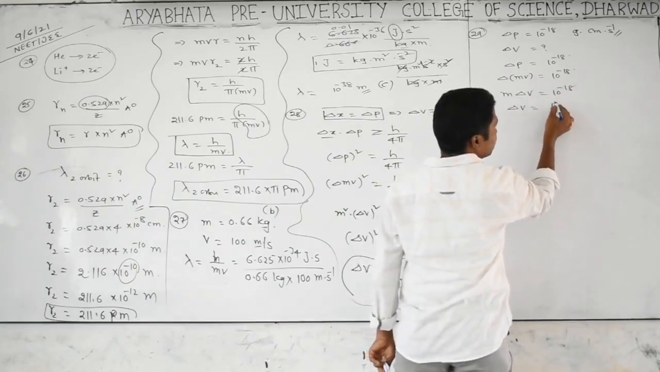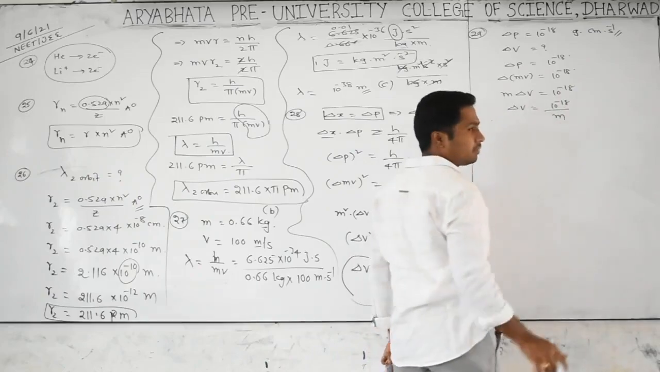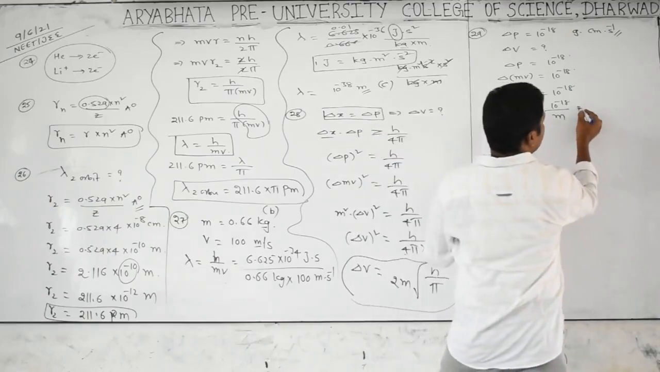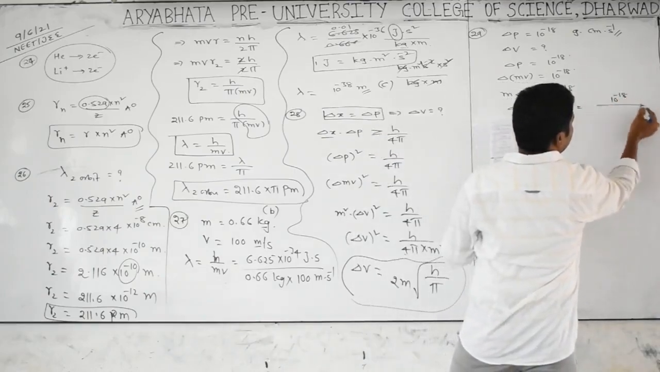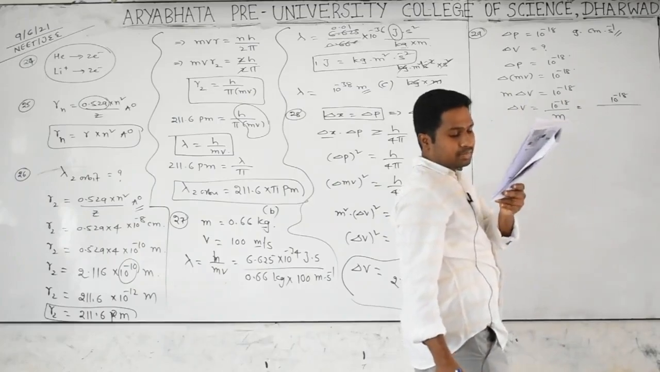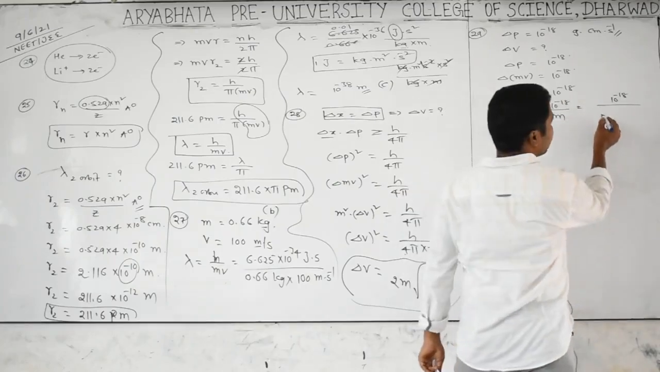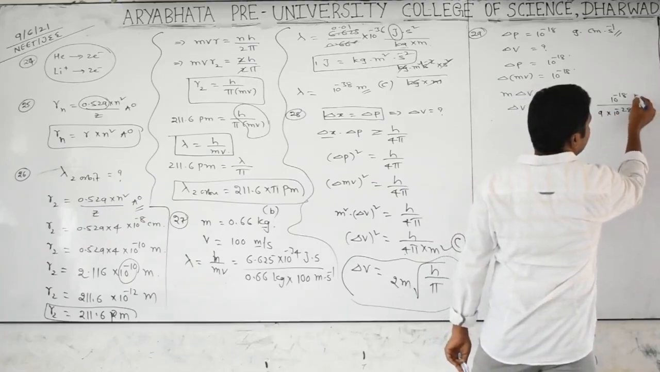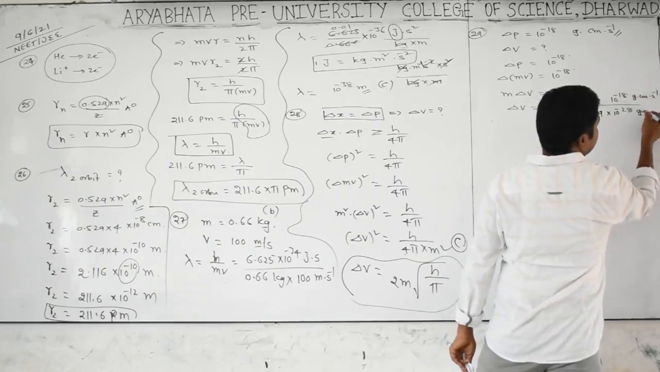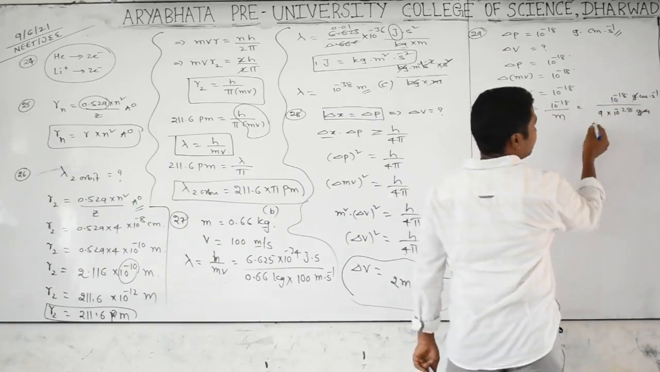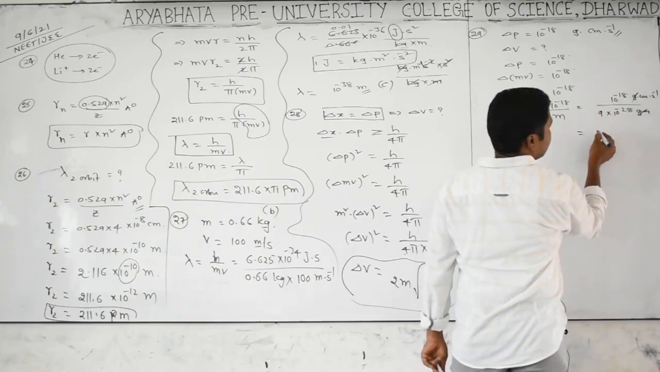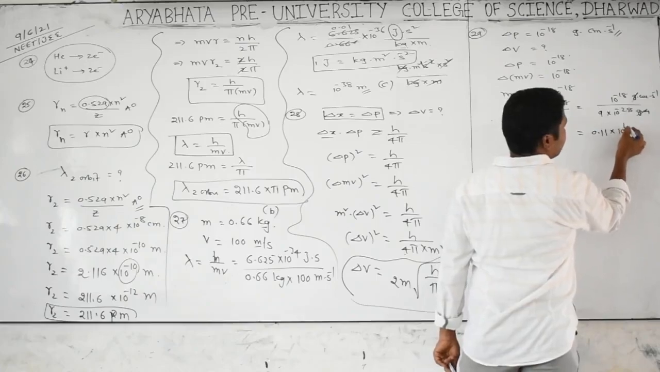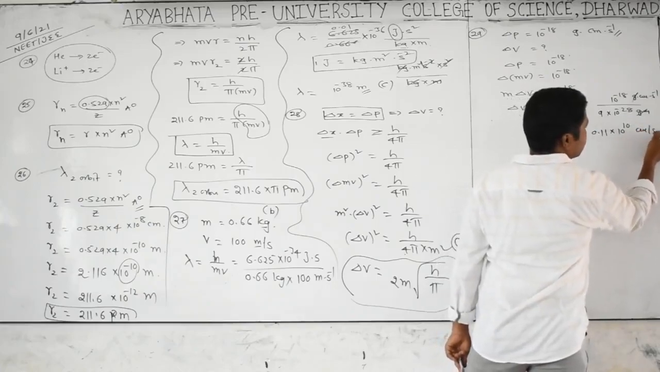Delta v is equal to 10 to the power of minus 18 by m. Which particle is given? Electron is given, and its mass is also given. So 10 to the power of minus 18 by m, and we have to take the mass in CGS, meaning grams. The mass of an electron is 9.1, or 9, into 10 to the power of minus 28 grams, and the unit is grams centimeter second inverse. Grams cancel, so we get 1 by 9, which is nothing but 0.1 into 10 to the power of 10 centimeters per second.